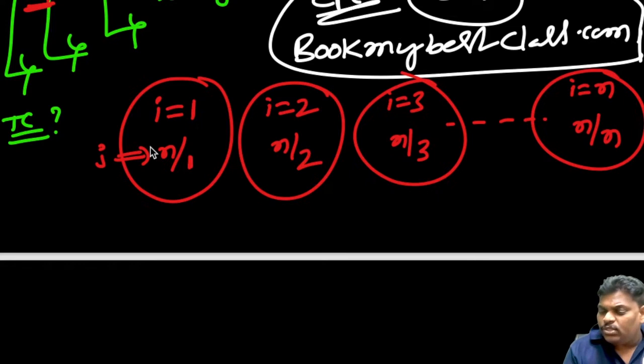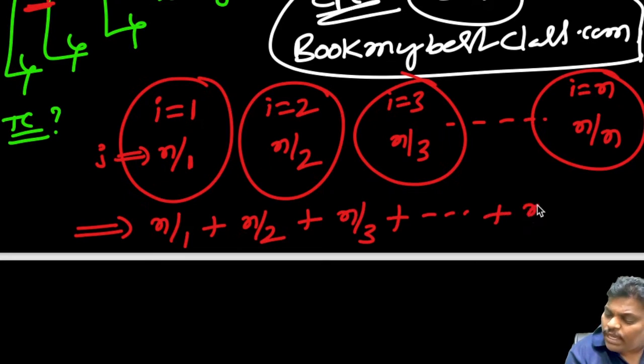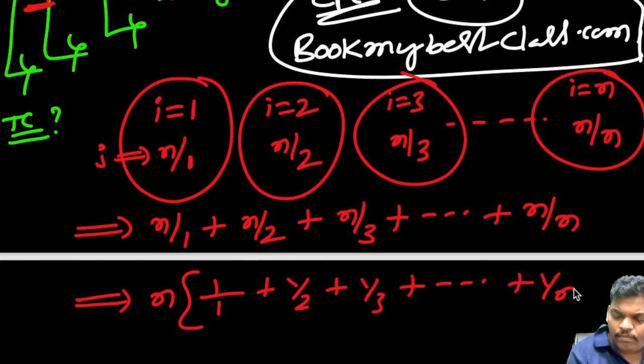Inner loop dependency, you should do it like this. So overall if you observe, I value 1, J loop is running n by 1 time. I value 2, J loop is running n by 2 time. I value 3, n by 3 time, and so on. I value n, J loop is running n by n time. Then n is common: 1 by 1 plus 1 by 2 plus 1 by 3 plus and so on up to 1 by n.